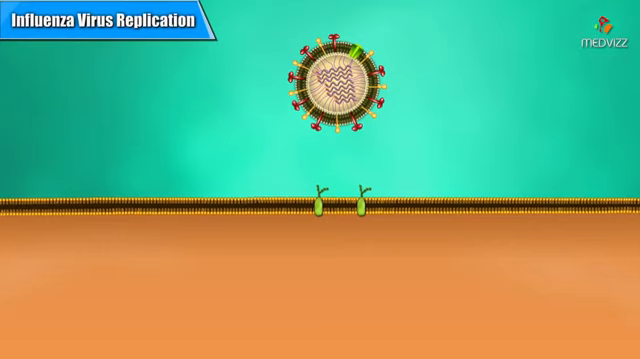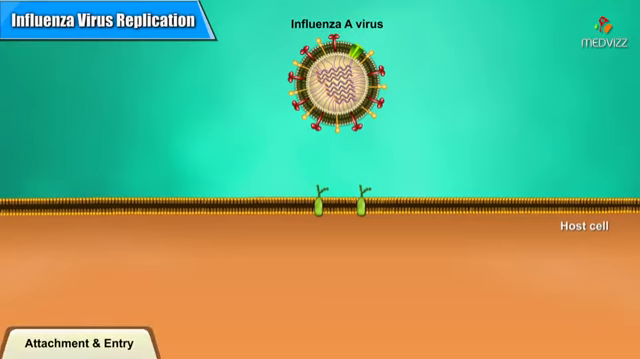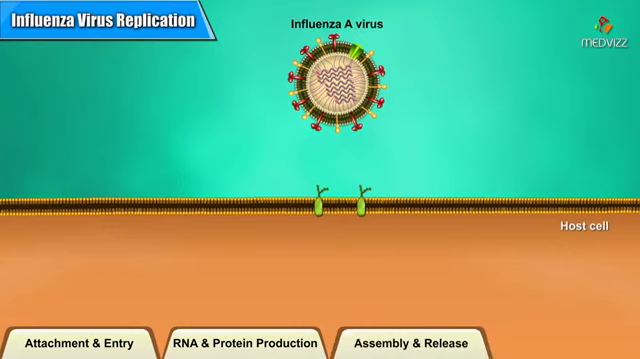The flu is a contagious respiratory infection caused by influenza viruses. Like all viruses, influenza must gain entry into host cells to replicate. The process involves several stages, from attachment and entry to viral RNA and protein production to assembly and release from the host cell.